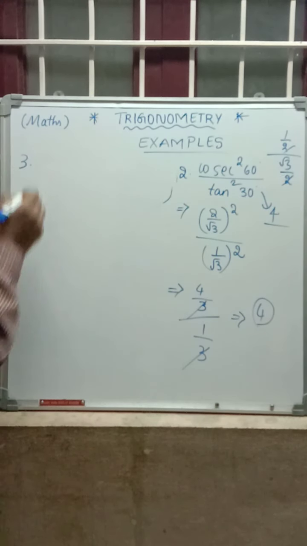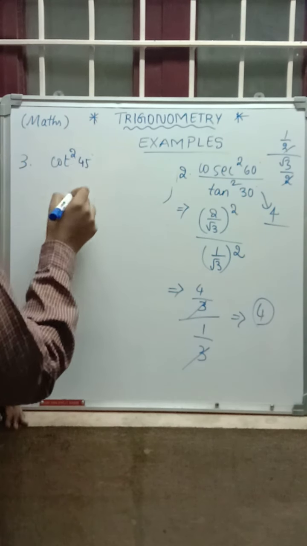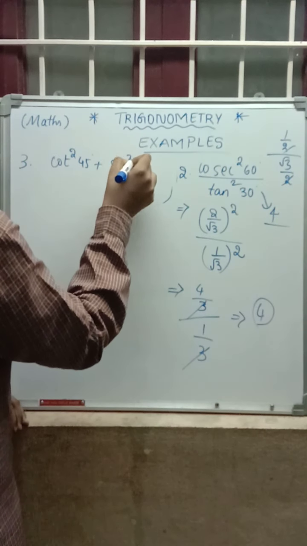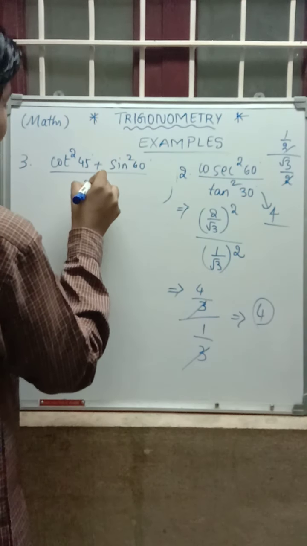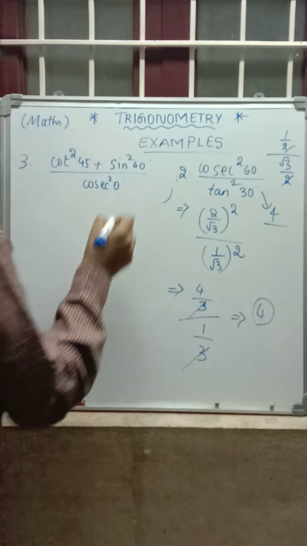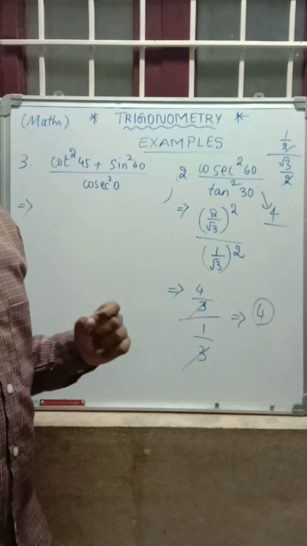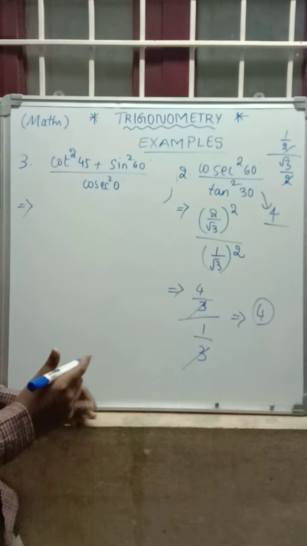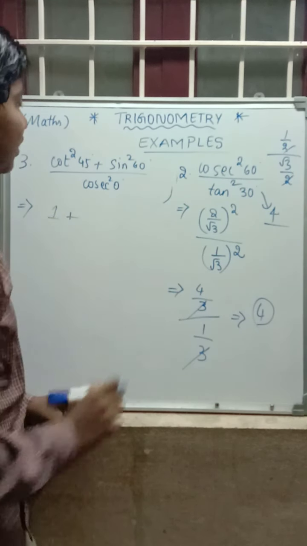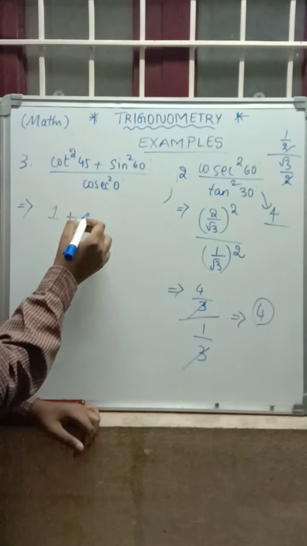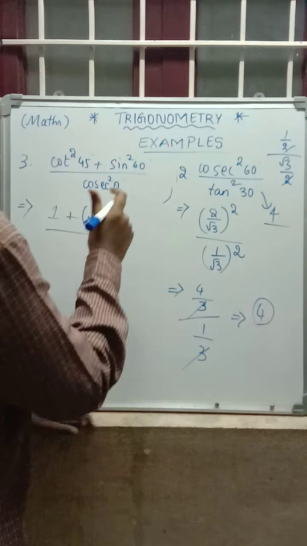Another one in the cot terms. Cot square 45 degrees plus sin square 60 degrees by cosecant square 0. Here cot square 45. Cot is 1 by tan, 1 by tan 45. Tan 45 value is 1. 1 by 1 is 1, 1 square is 1 again. Sin 60 is root 3 by 2. Direct value root 3 by 2 whole square by cosecant square 0 degrees.